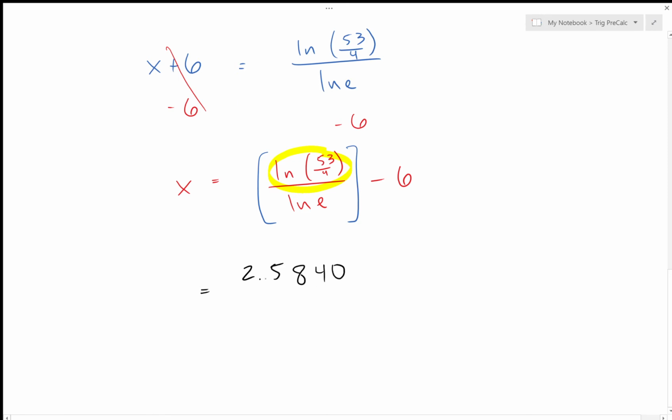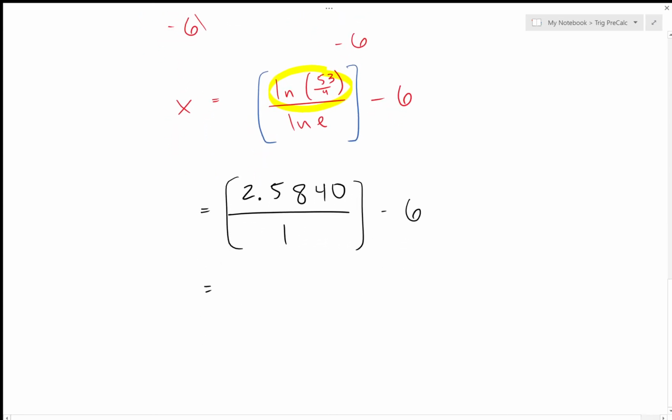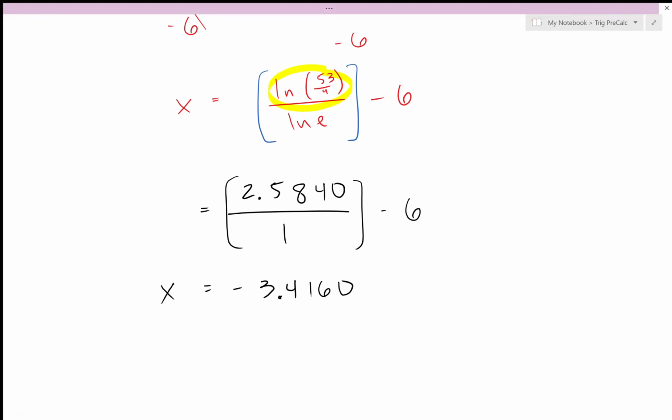2.5840. Okay. On the bottom, you can put ln of e in your calculator, or you should know that ln and e are opposites of each other, so that's really just a 1. You can put it in your calculator to prove it. And then the whole thing is minus 6. So we've got 2.584 minus 6. So we come out to negative 3.4160. That's what x is. All right, so we've solved for it.